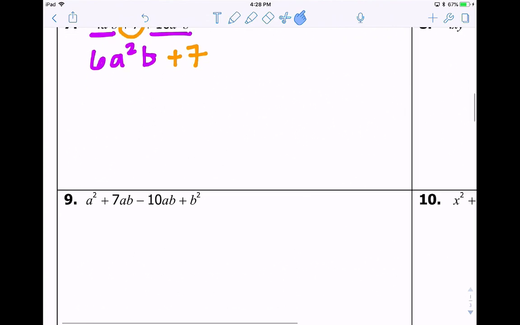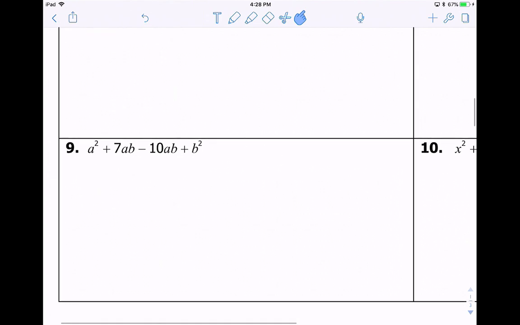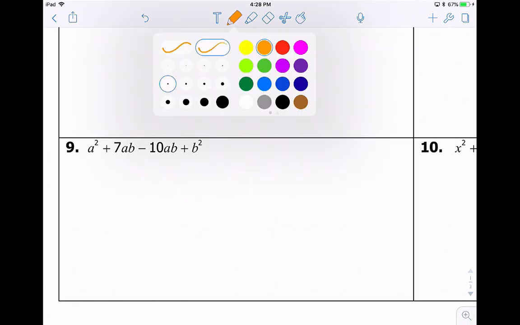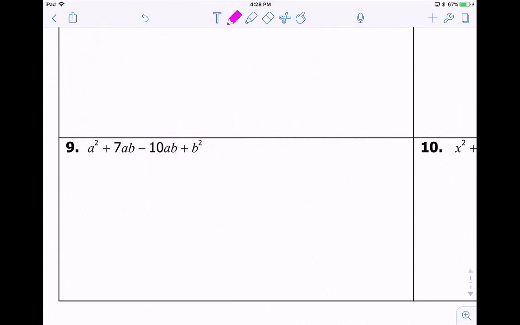Right, number 9. So this is similar. We have several variables here. So we're going to start with the a squared. Again, we want to start in alphabetical order with the highest degree. So that 2 makes that a the highest degree, where the 7ab and the 10ab, the a only has one of those. So a squared is the highest degree in alphabetical order.